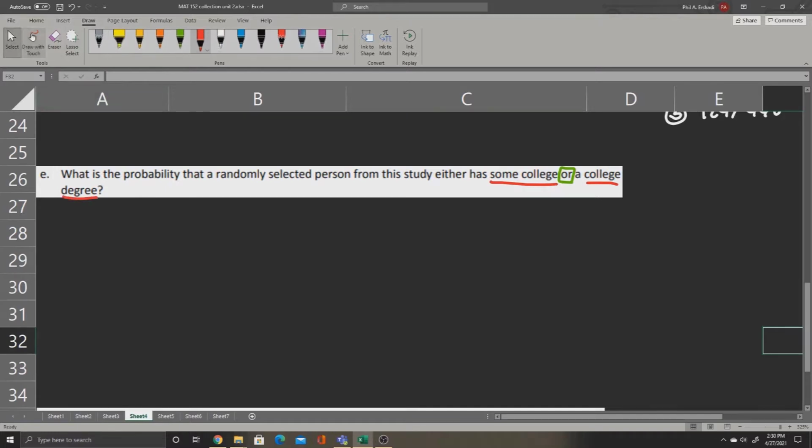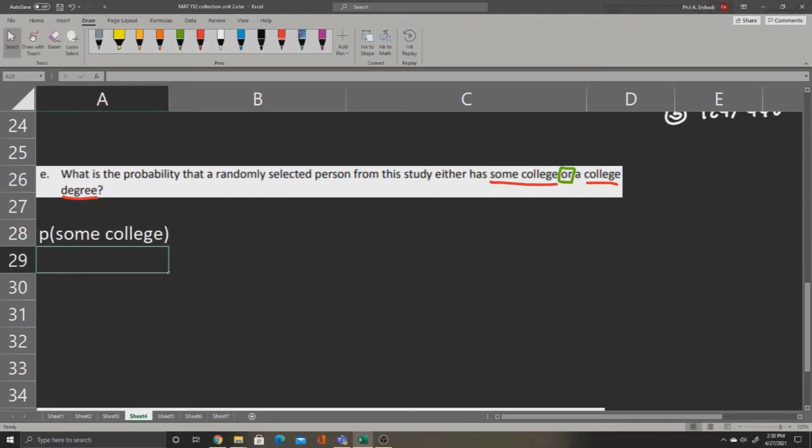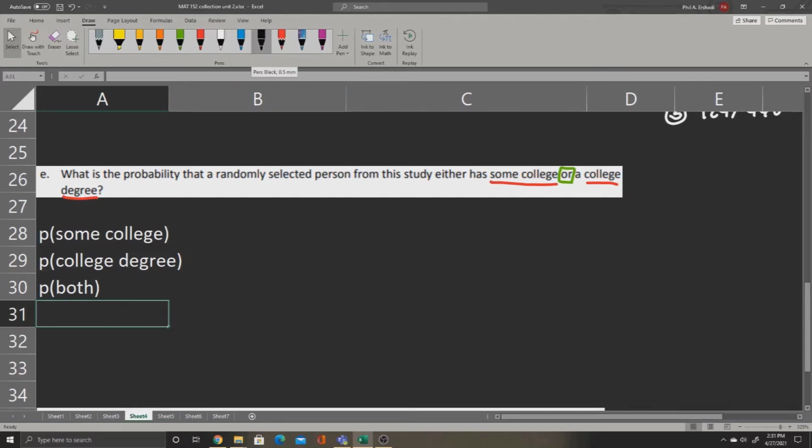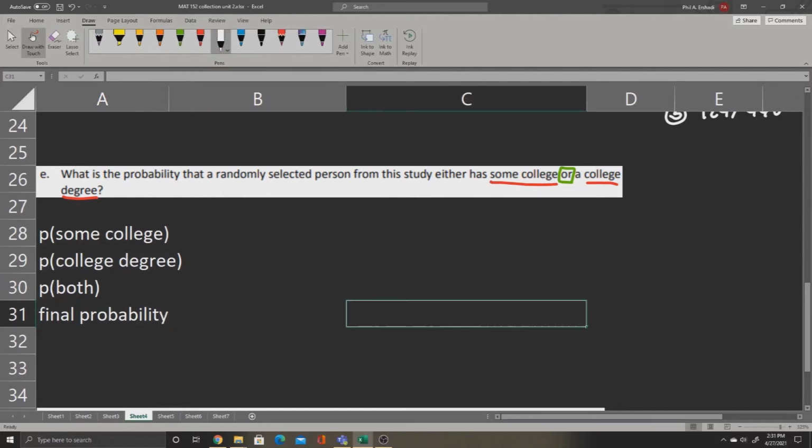So once again, let's write down our conditions in Excel. We want the probability of having some college and the probability of having a college degree, and then the probability of having both at the same time. So remember, if we want to get the final probability, we would take the first answer plus the second answer minus the third answer.